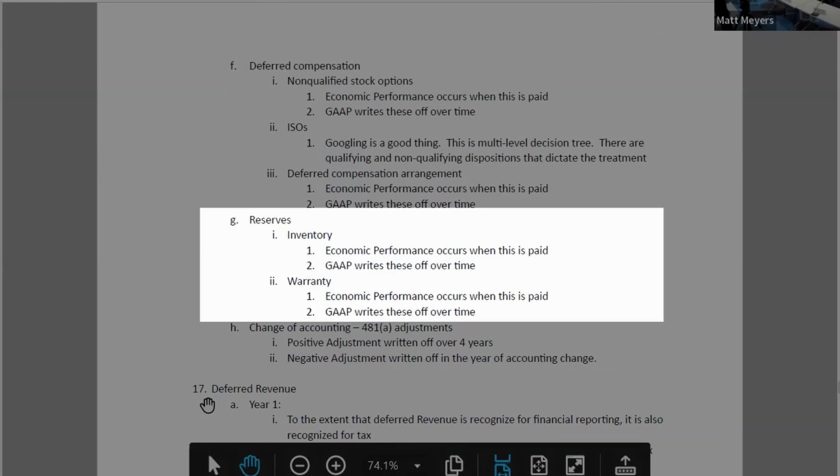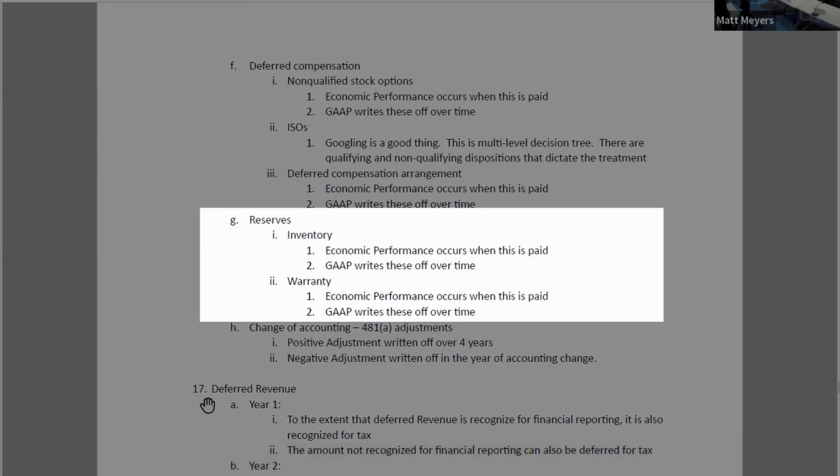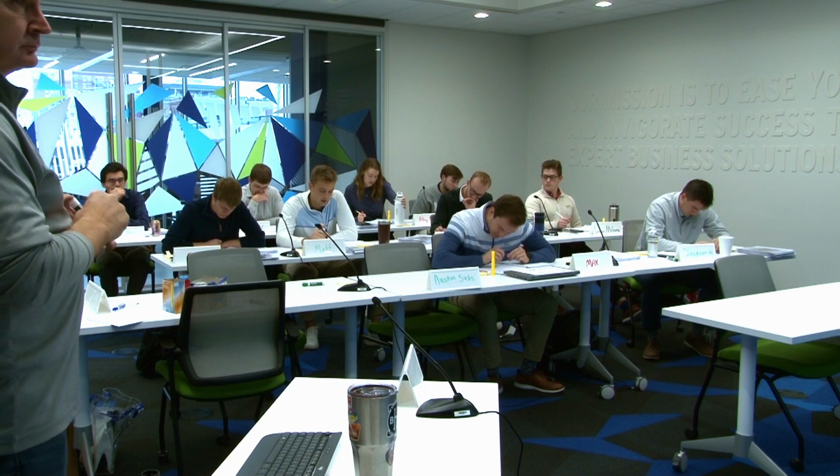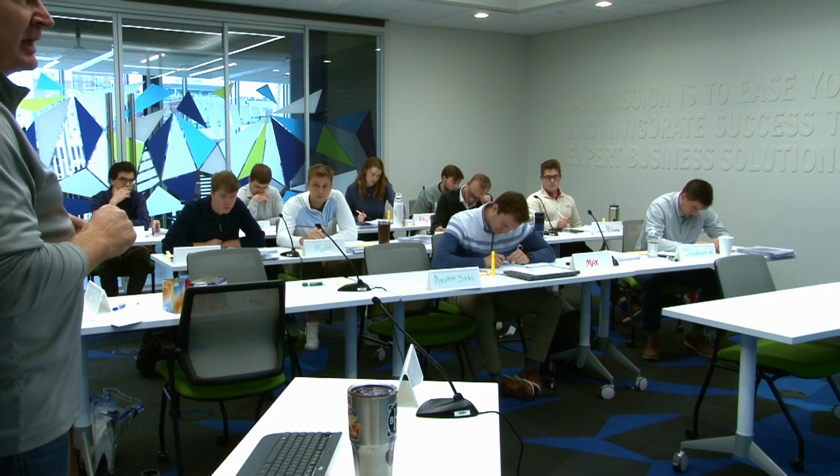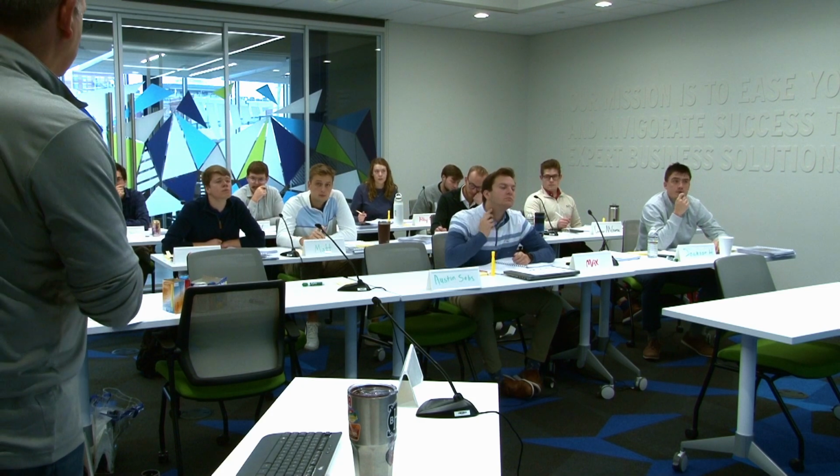All right, we have reserves, there's inventory, and economic performance occurs when this is paid and GAAP writes these off over time. Then a warranty, economic performance occurs when this is paid and GAAP also writes these off over time. Yeah, well, okay, so let's just stick there for a second.